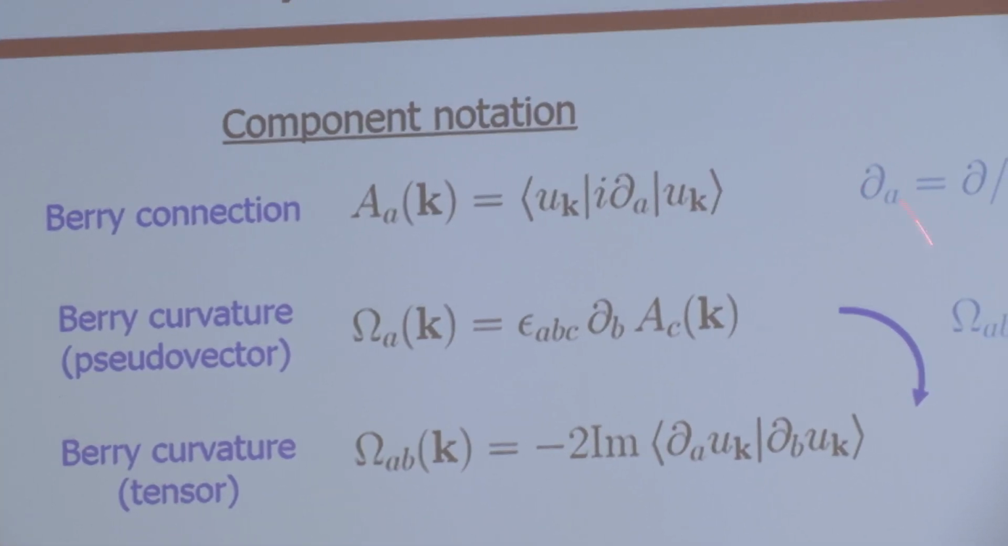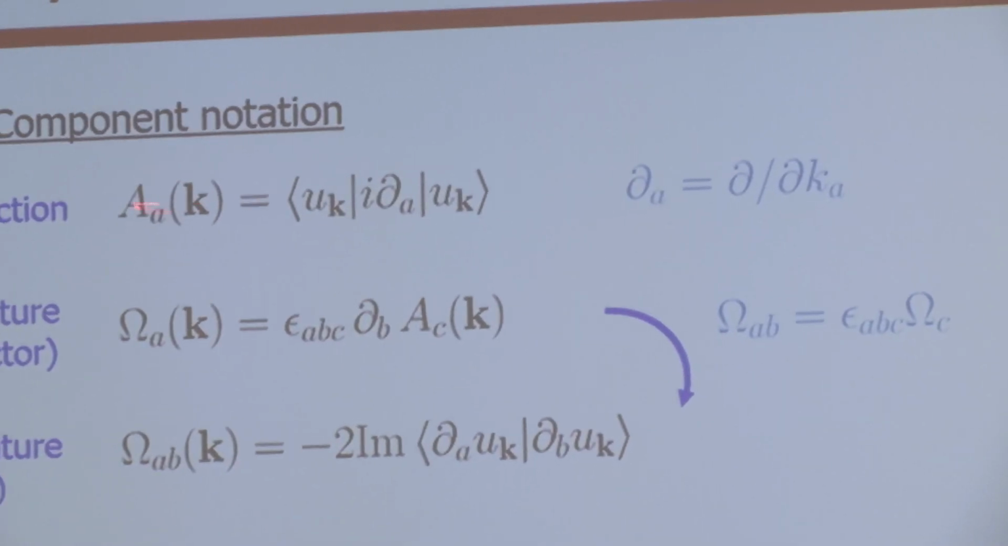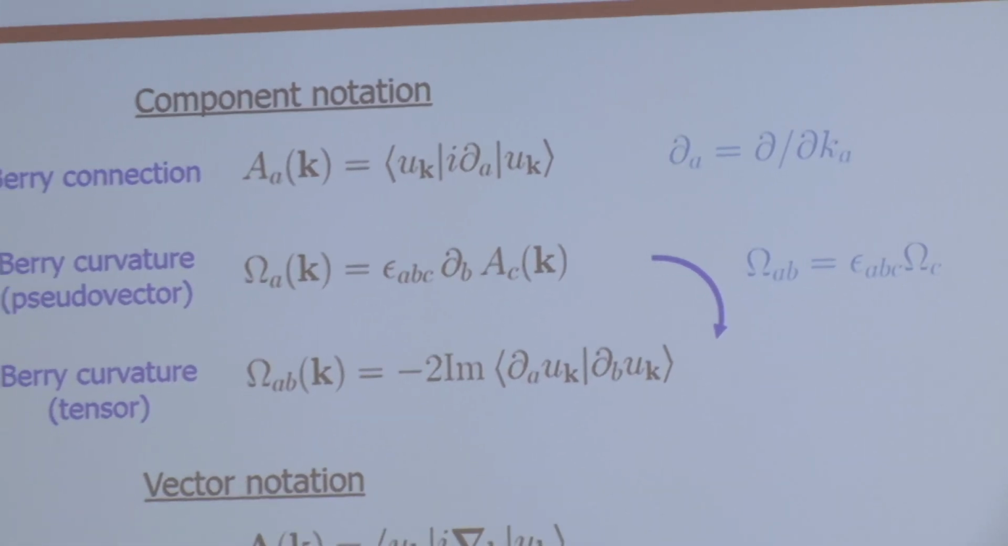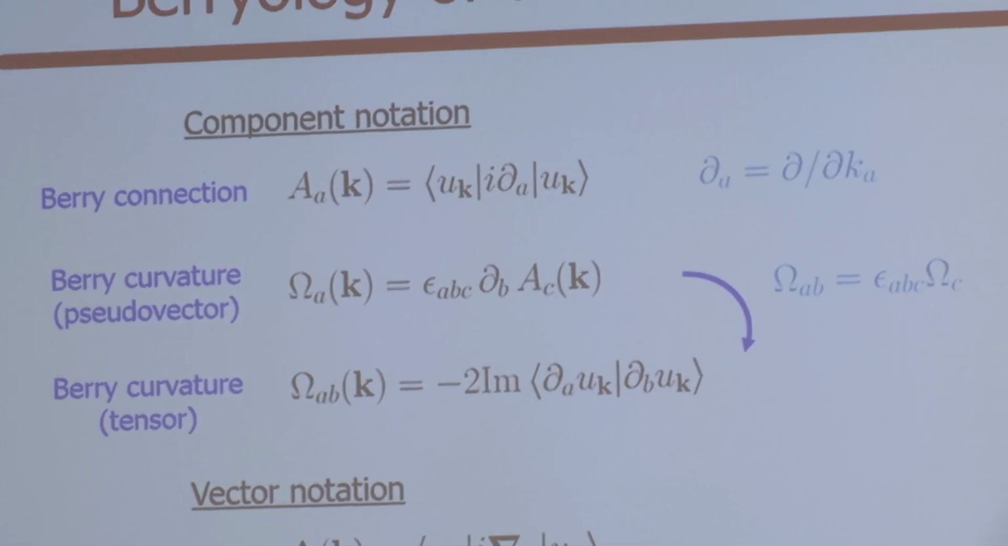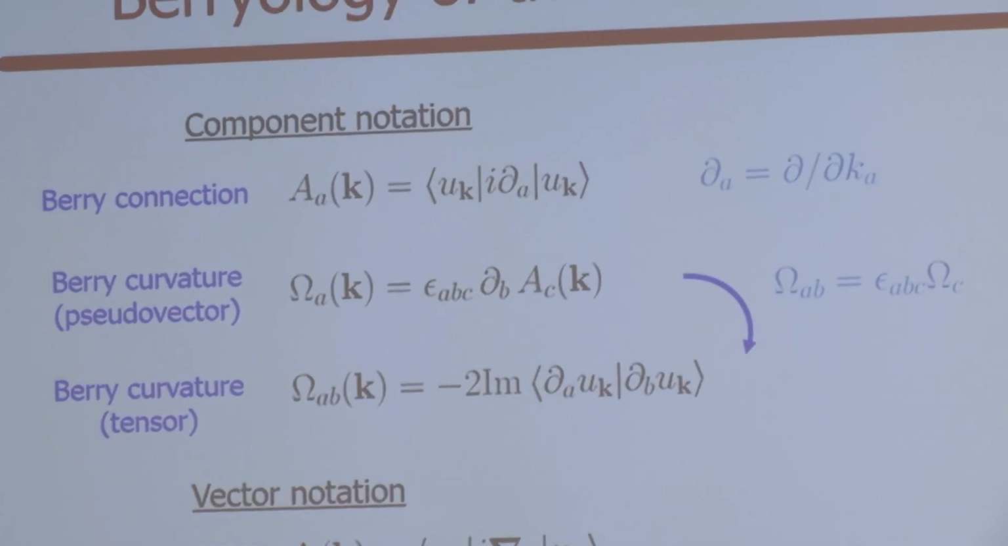Here a is a Cartesian index in 2 dimensions running over x and y, but I think I've written this in 3 dimensions here. Yeah, this is in 3 dimensions. So this is the Berry connection. Since I can take derivatives in x, y, or z, it's actually a vector. Here I've written it in vector notation. Here I've written it in component notation. So these are just different notations for the same thing.